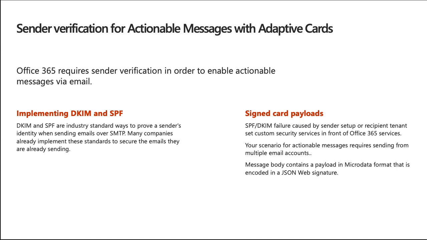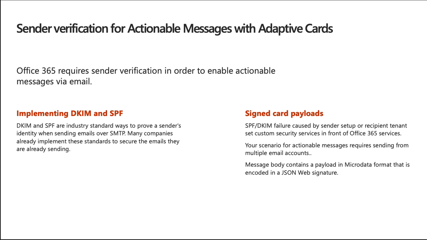Your actionable message emails must either originate from servers that implement DomainKeys Identified Mail, or DKIM, and Sender Policy Framework, SPF, or you must implement signed cards. While DKIM and SPF are sufficient for some scenarios, that solution will not work in some situations where emails are sent via an external provider, which can lead to recipients not experiencing the enhanced actionable message. For this reason, Microsoft always recommends implementing signed cards, which will work in all cases and are fundamentally more secure since they do not rely on DNS records, which is what DKIM and SPF require.